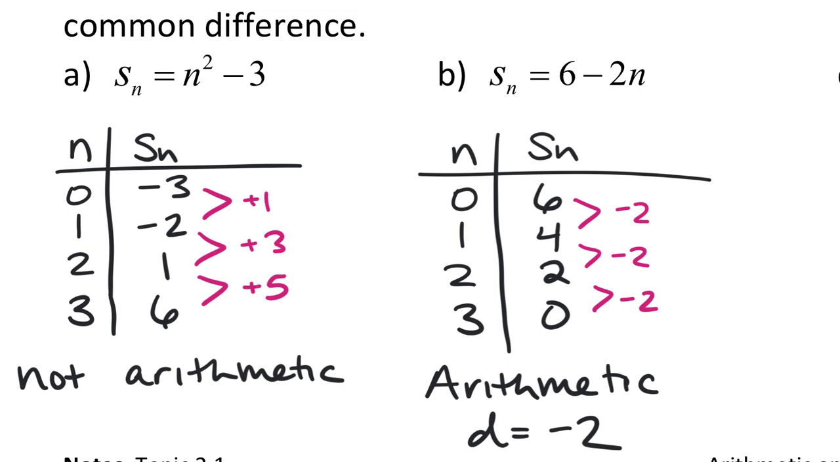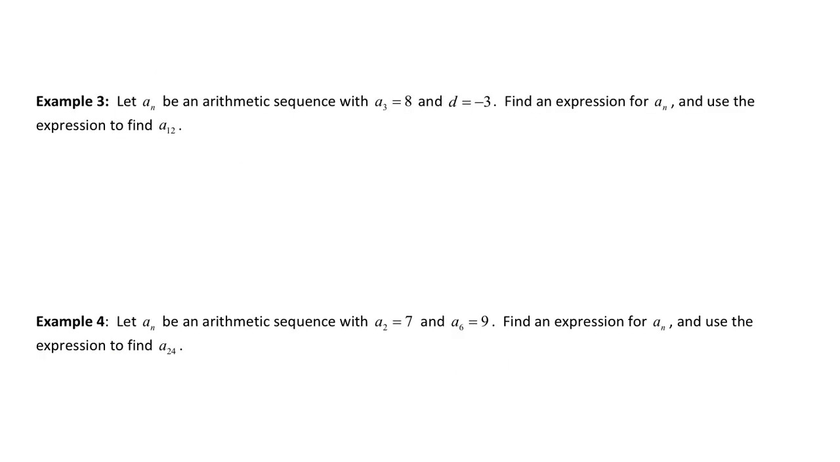Cool. Sound good? It's pattern recognition. We've been looking at patterns since like kindergarten. We can do this. The only way that it's going to be made harder is if questions like that are on the back page. It's still a pattern that we're working with. You just have to now use the formulas. So it says, let A sub n be an arithmetic sequence with A sub 3 equal to 8 and D equal to -3. Part 1 is to write an expression for A sub n and then use that expression to find A sub 12. Okay?